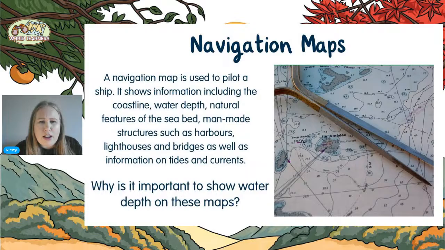Right, here we go. This is our last one, a navigation map. Now, this is one you may not have seen. A navigation map is used to pilot a ship. It shows information, including the coastline, so pretty important to show that, water depth, natural features of the seabed, if there's a deep trench or there's any rocks or anything like that, and man-made structures like harbours, lighthouses, bridges, as well as information on tides and currents. So these are crammed full of all the information you'd need to navigate a ship.